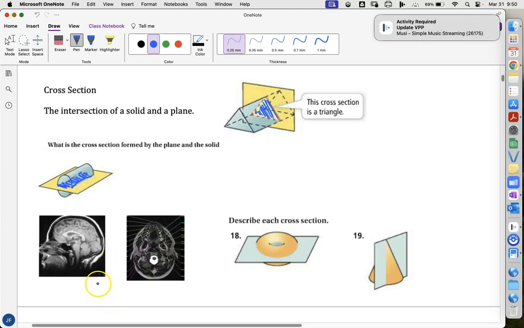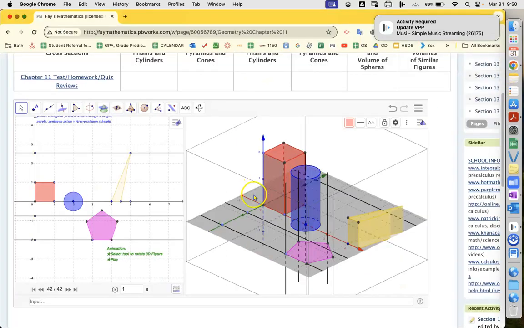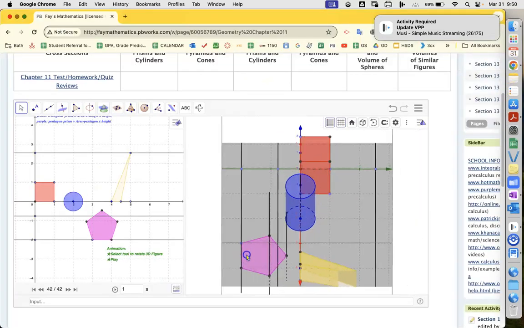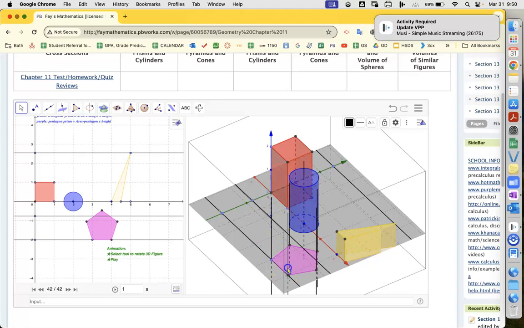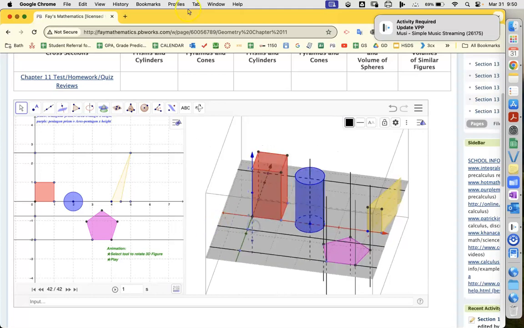I don't know if I'm going to be able to do that on here to find real nice cross sections. I don't think I can do it very easily. I'm not going to try.